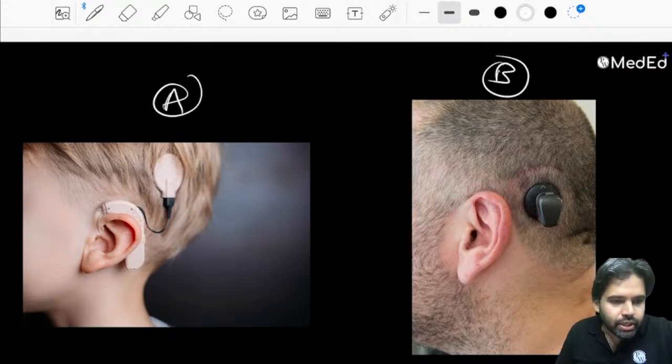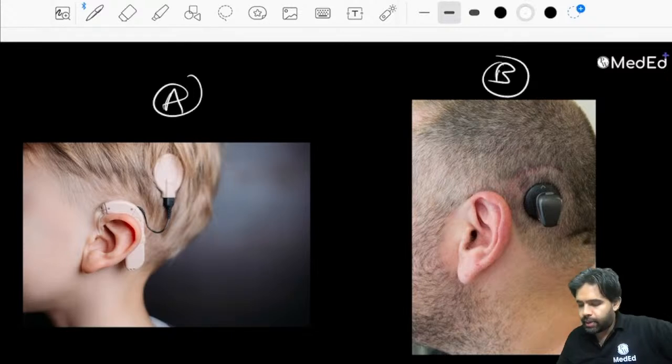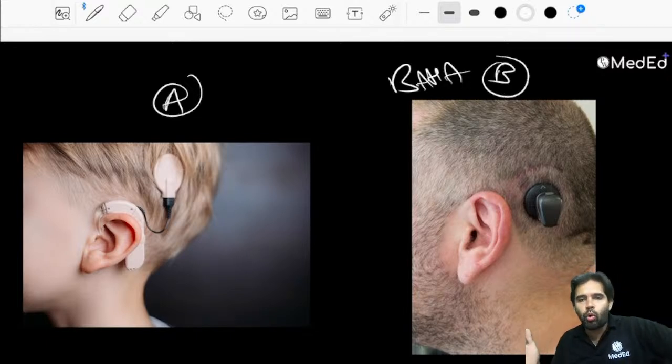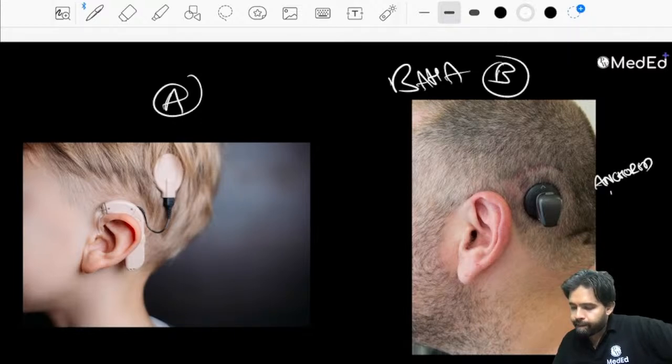All right. Legendary Ritvik, B is BAHA. Yes, B is BAHA. What is A? BAHA is a bone anchored hearing aid. So here your hearing aid is anchored to the bone. There is usually no earpiece.